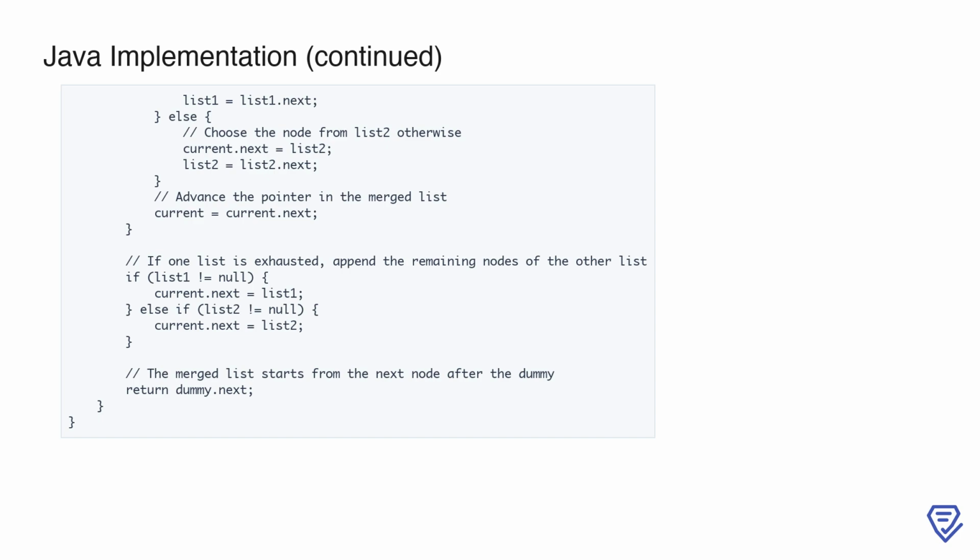fully processed. At this point, we check if there are any remaining nodes in list 1 or list 2. If list 1 is not null, we attach the rest of its nodes to the merged list by setting current.next equals list 1. Otherwise, if list 2 is not null, we do the same for list 2. Finally, since the dummy node was only a placeholder, the actual head of the merged list will be the node after dummy. Therefore, we return dummy.next, which gives us the complete merged and sorted linked list.